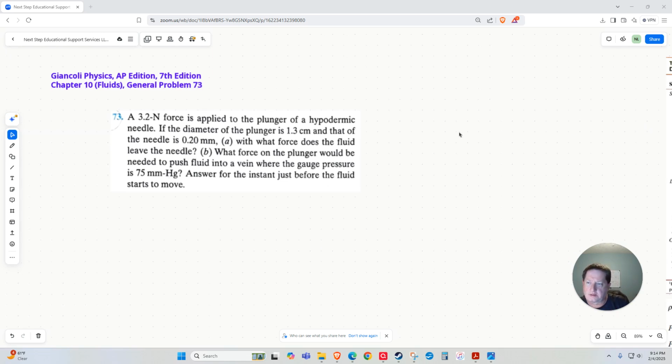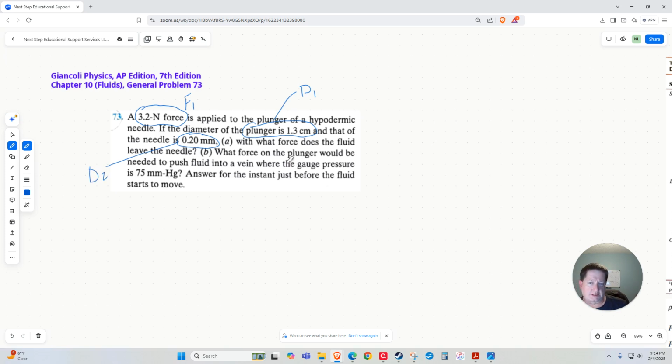Okay, let's start with identifying the quantities we're working with here. One of the first numbers we see here is a 3.2 Newton force. Now there's another force down here, actually asking us for another force later, so let's call this force 1. It's applied to the plunger of the hypodermic needle. The diameter of that plunger, we'll call diameter 1, for the 1.3 centimeters. And then you have a needle with a different diameter. We'll call that diameter 2.